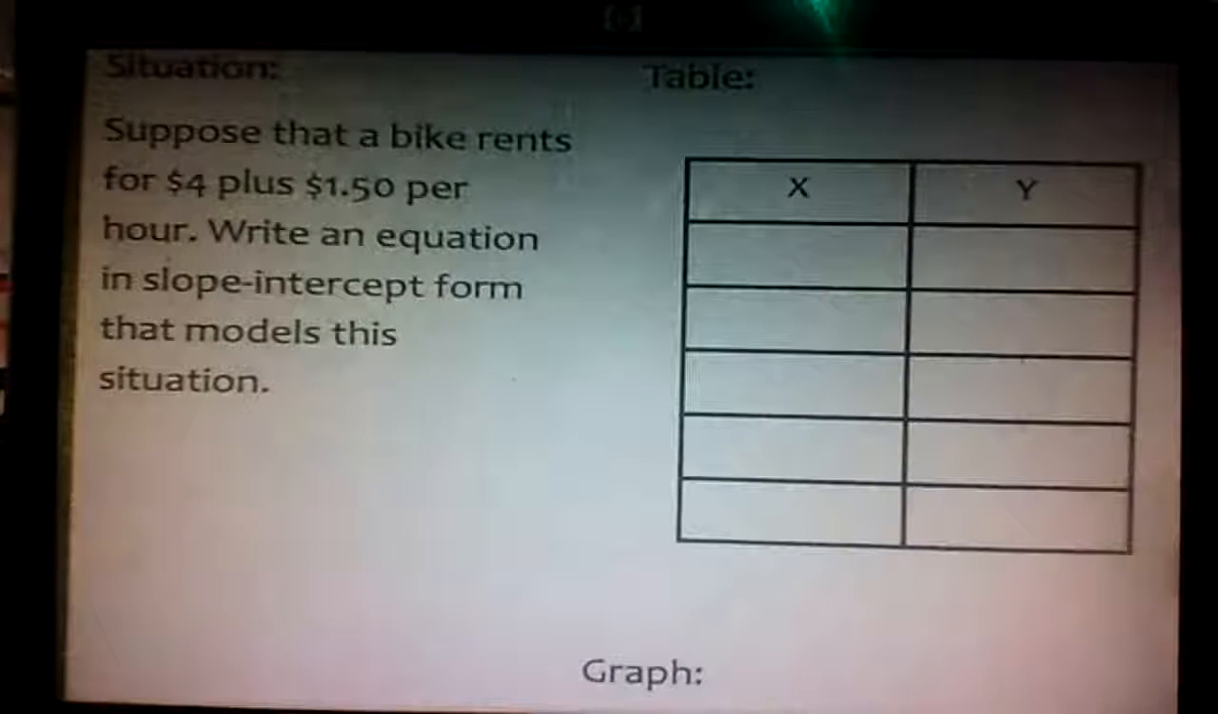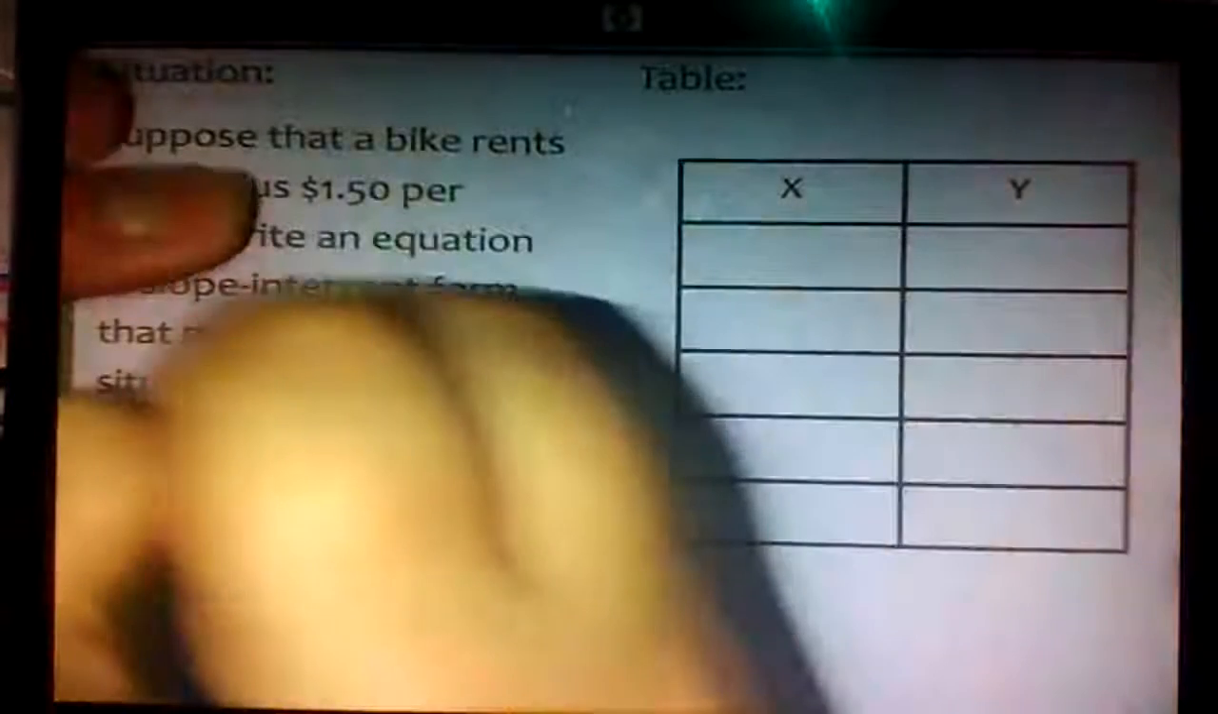Okay, so this time I give you a situation. We need to come up with an equation, we need to come up with a table, and we need to graph this. So, suppose that a bike rents for $4 plus $1.50 per hour. Write an equation in slope-intercept form that models this situation. Okay, before I can do that, what is my slope in this problem and how do you know that? Why is my slope 1.50?